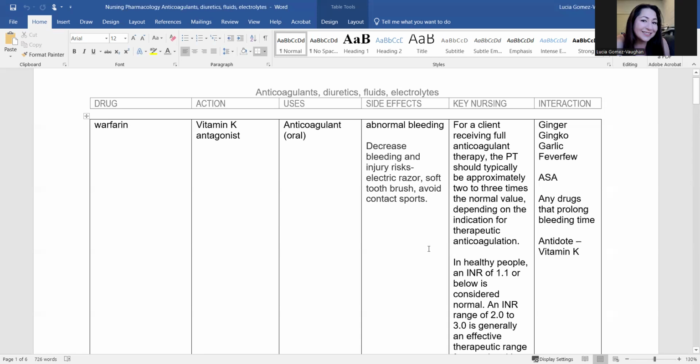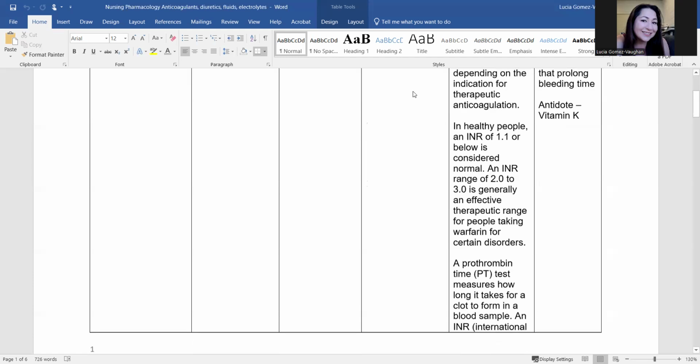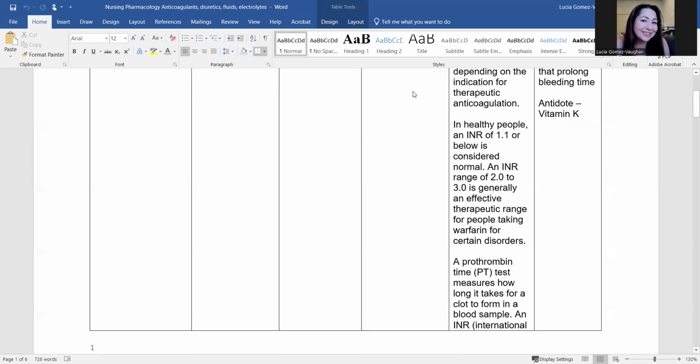Key nursing for warfarin, for a client receiving full anticoagulant therapy. The PT or prothrombin time should typically be approximately 2 to 3 times the normal value, depending on the indication for the therapeutic anticoagulation. In healthy people, an INR of 1.1 or below is considered normal. An INR of 2 to 3 is generally effective, the therapeutic range for people taking warfarin for certain disorders.